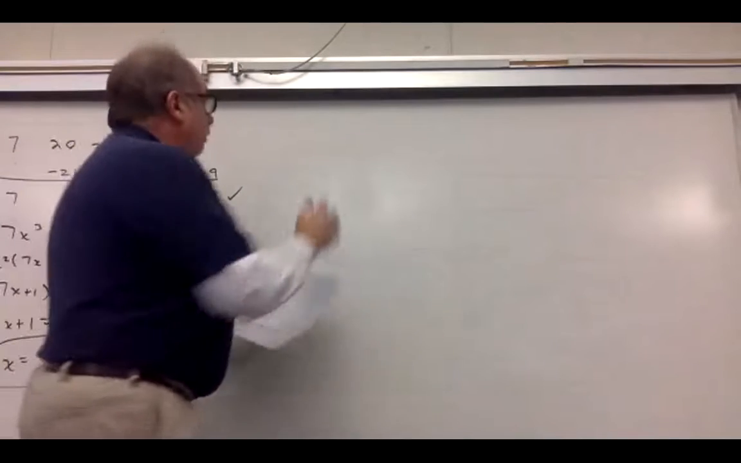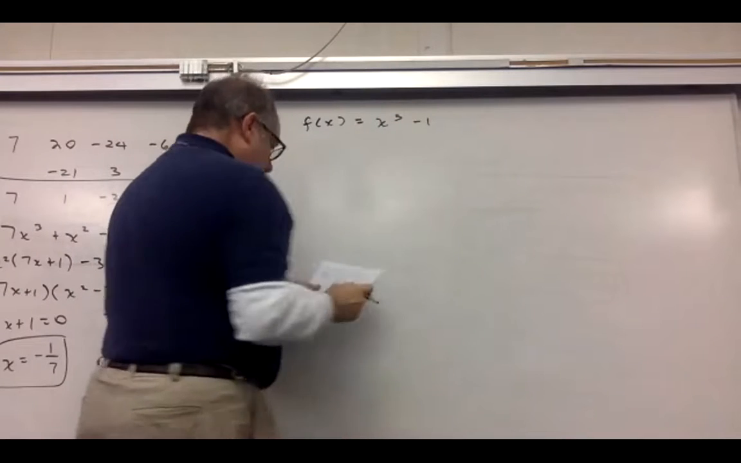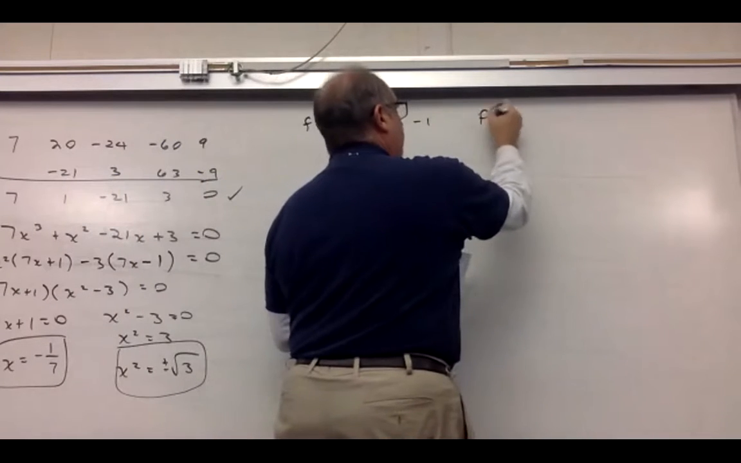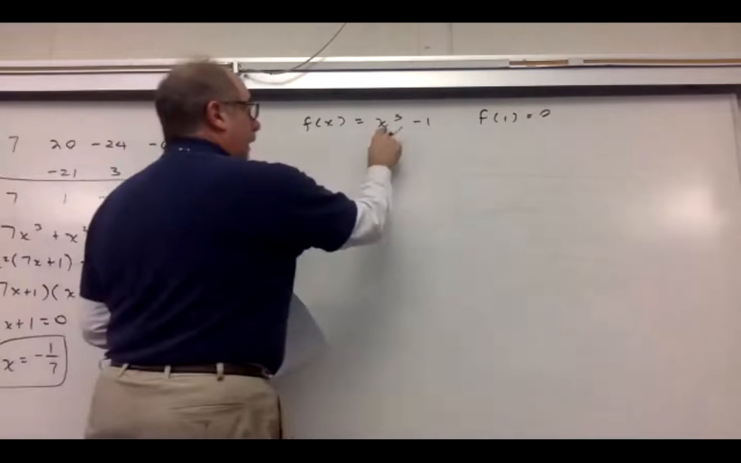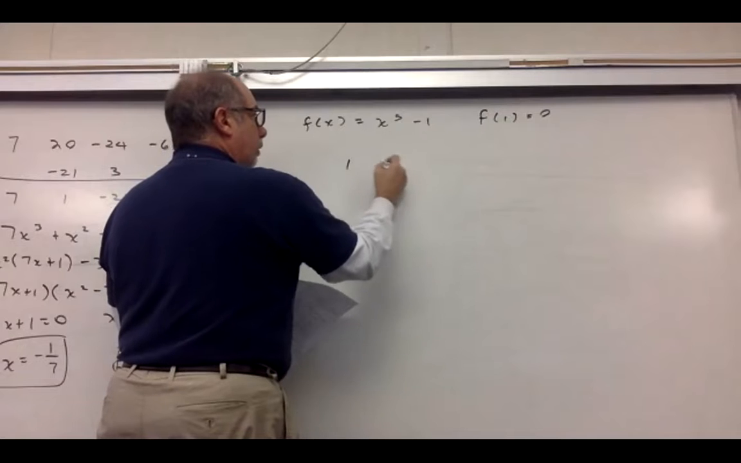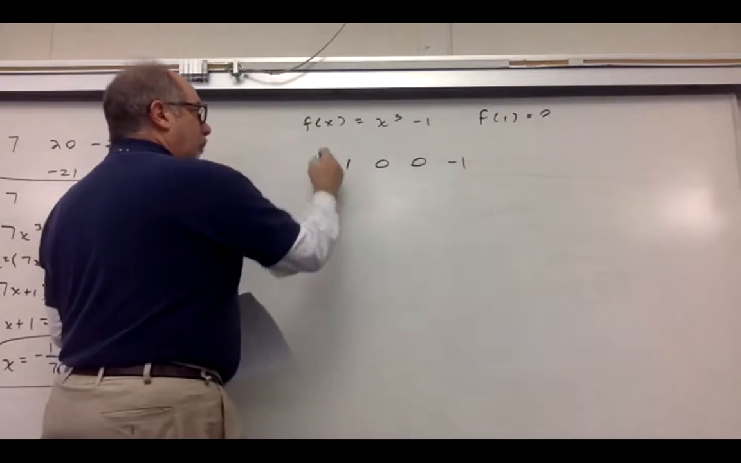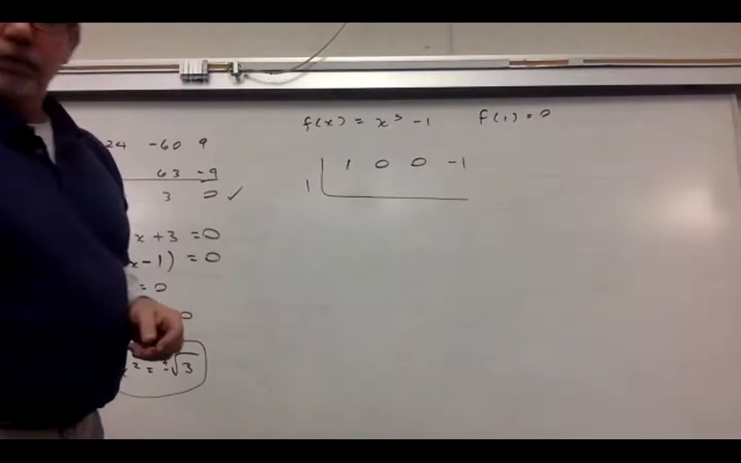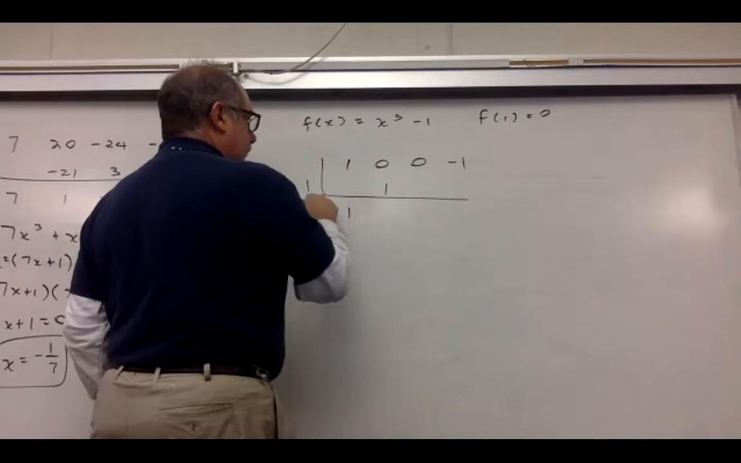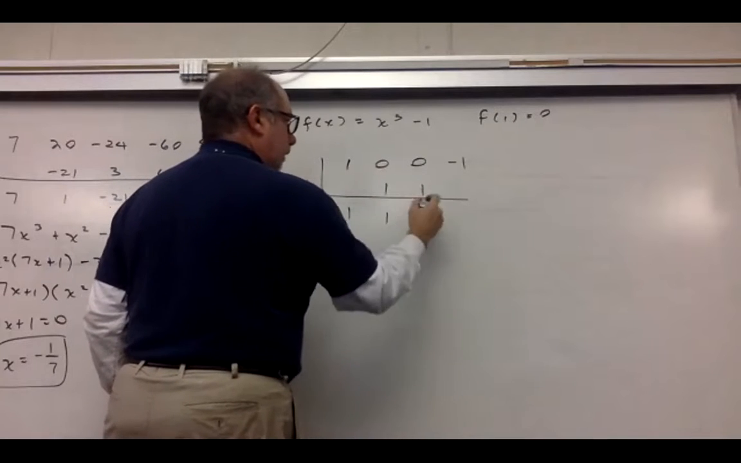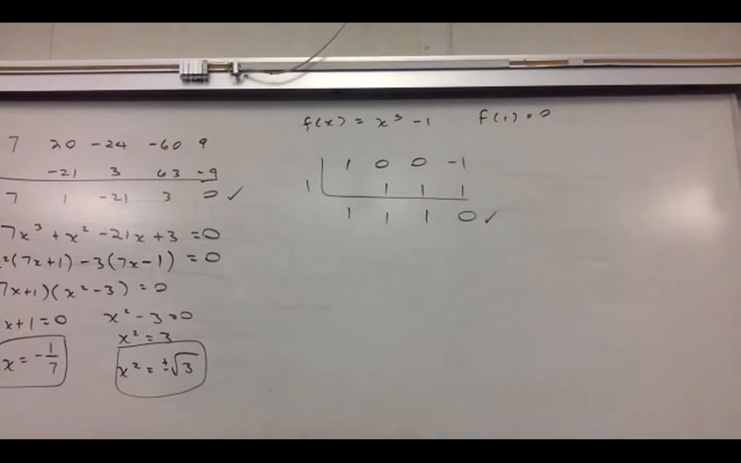List all the zeros of f of x equals x cubed minus 1, given that f of 1 is equal to 0. So f of 1 is equal to 0. Once again, that leads me to synthetic substitution. Okay? So x cubed, 1, 0x squared, 0x, -1. F of 1 is equal to 0, so I should get 0 out of this. So bring the 1 down, multiply, and multiply, and multiply. So yes, indeed.